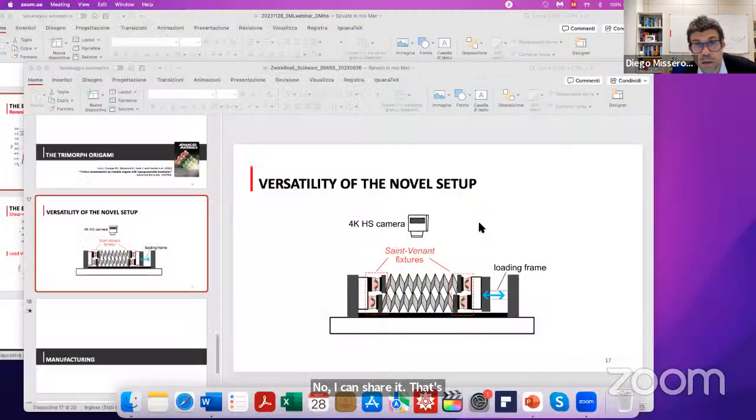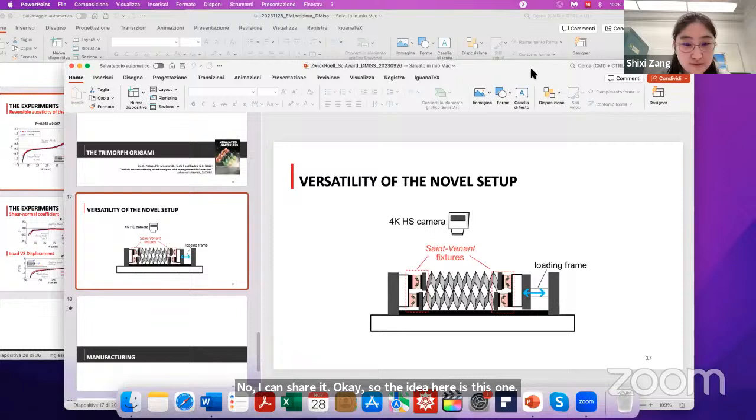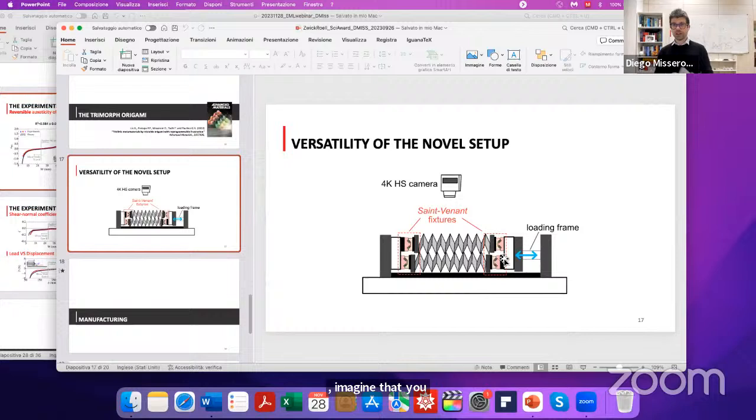Okay, so the idea here is this one. I don't know if you can see my screen. Yes, I can see. So the idea here, imagine that you want to test the metamaterial that I showed before, the sample that I have here, that maybe you can see in the small window in the corner of the Zoom. By stacking different levels of this linear slider system, as the one reported here, imagine in this part, and another one, you can in some way test samples that are no longer a 2D tessellation, but a 3D metamaterial. So this is quite powerful, because this setup is not limited to this system, but can also be used for a sort of 3D metamaterial.